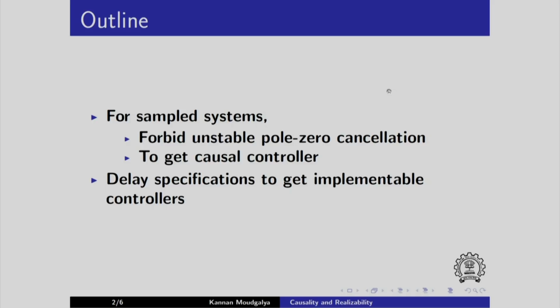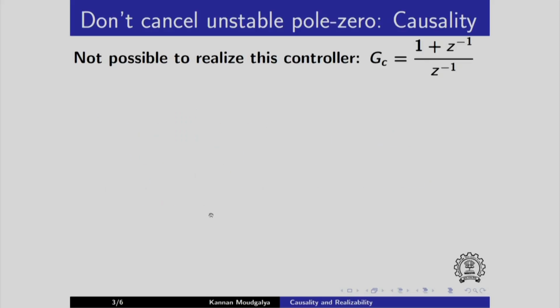Welcome to this presentation on causality and realizability. We will show that for sample systems, if we forbid unstable pole zero cancellation, we can get a causal controller. We will also explain how to specify the delay to get an implementable controller.